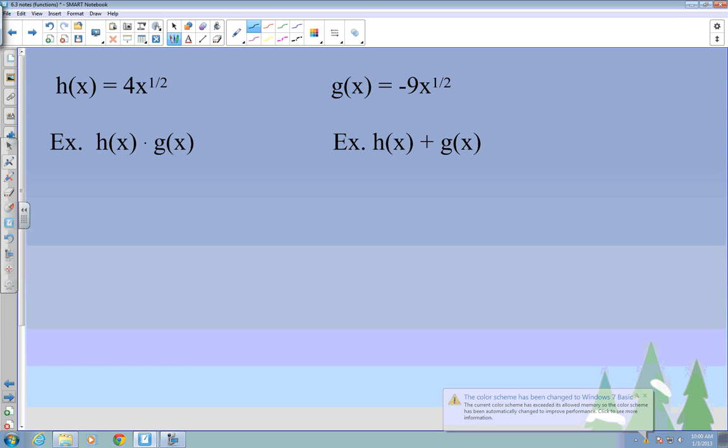Okay. So h of x times g of x. Now let's look at this one. H of x equals 4x to the 1/2. G of x equals negative 9x to the 1/2. I want you to do the first one here. Then I'll do it, and we'll check to see if we got the same thing. So you try it first. H of x times g of x.